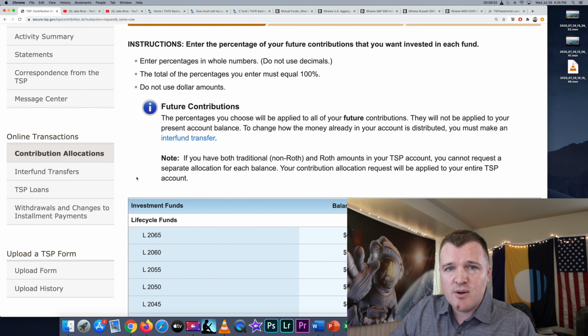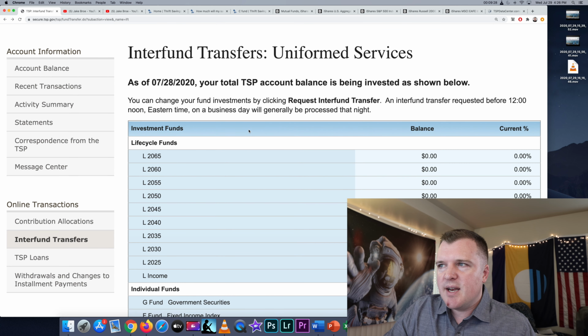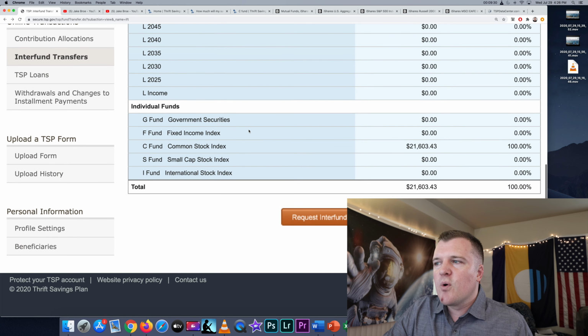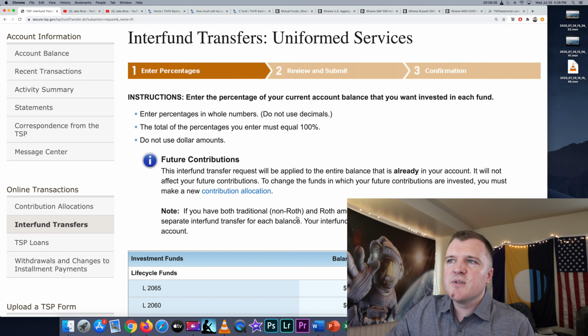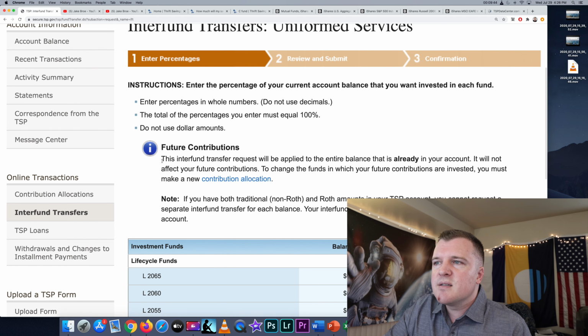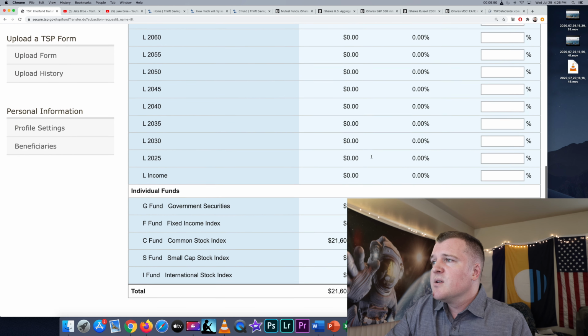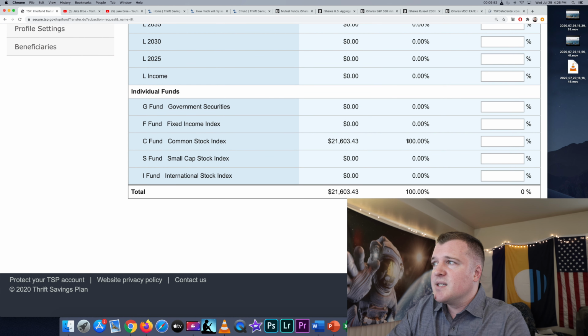The other thing you can do is interfund transfers, and that shifts around the money currently in your TSP account. So let's go down and click the button for request interfund transfer. And it's giving us the same instructions. Interfund transfers must be entered in percentages and whole numbers. The percentages must equal 100. And it even says, this interfund transfer request will be applied to the entire balance that is already in your account. So currently I'm 100% C fund.